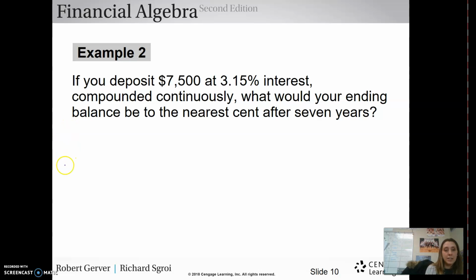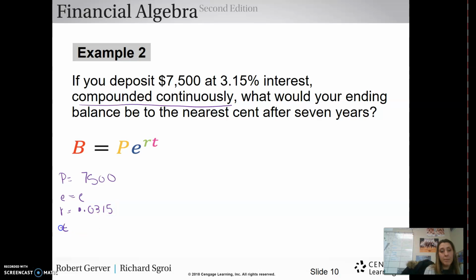So if we deposit $7,500, we have our P is equal to 7,500. We have our e, compounded continuously. That's how I know that I'm not using my compound interest formula. We are going to say our rate is 0.0315, and my time is equal to 7.